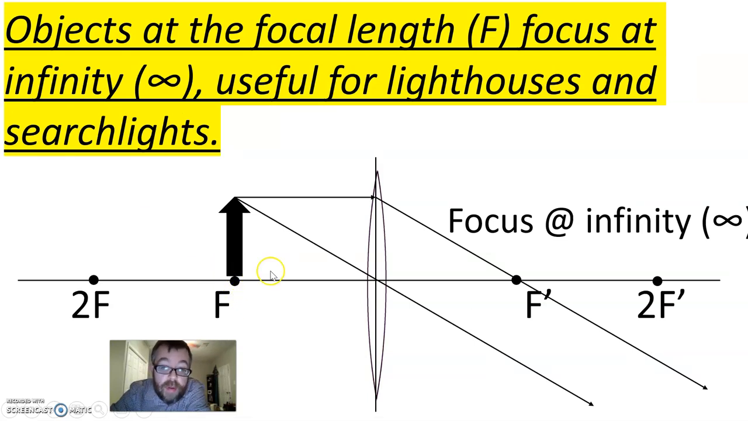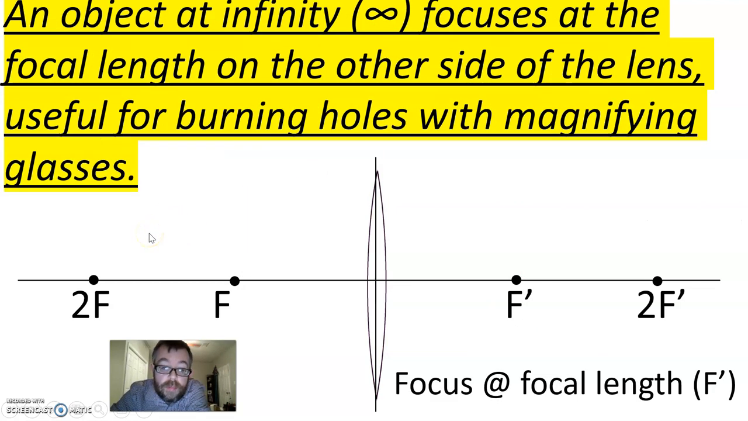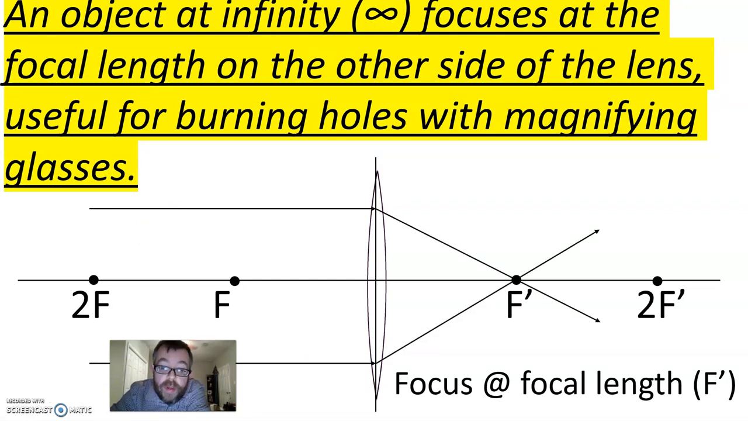Objects that are at the focal length focus at infinity. Okay, this is useful for lighthouses and searchlights. And an object at infinity will focus at the focal length prime. That's why it's called the focal length. That's where the energy is focused. This is useful for burning holes with magnifying glasses or a magnifying lens.